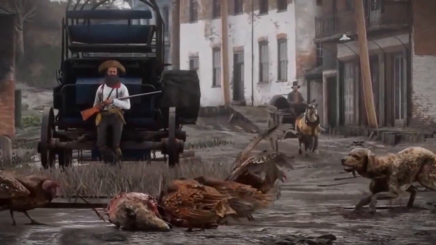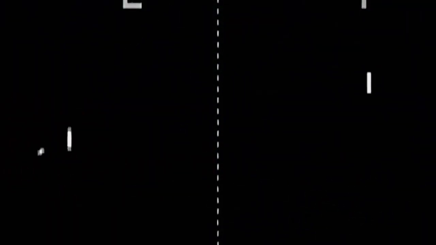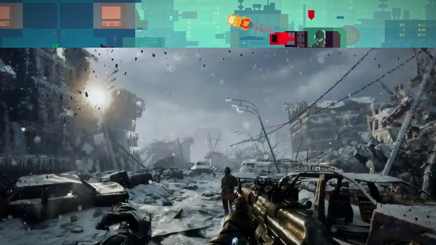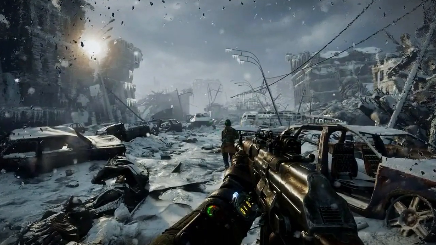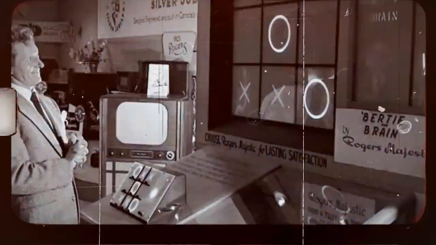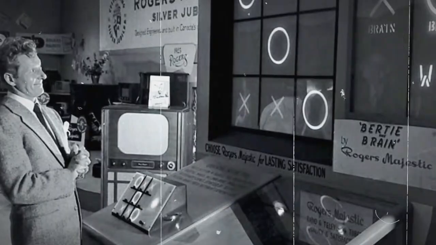The evolution of video game graphics has been a fascinating journey, transforming from simple, pixelated displays to the breathtakingly realistic visuals we see in today's games. To understand this progression, we need to rewind to the early days of video gaming in the 1950s.